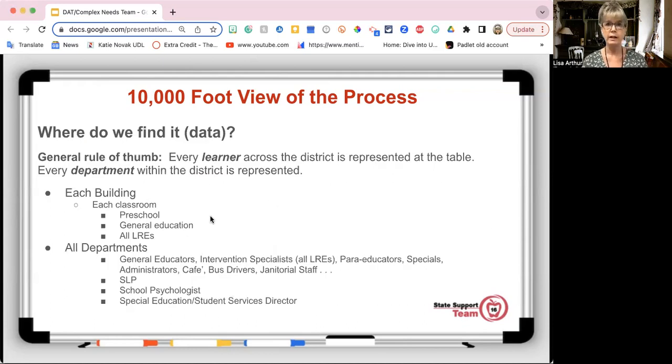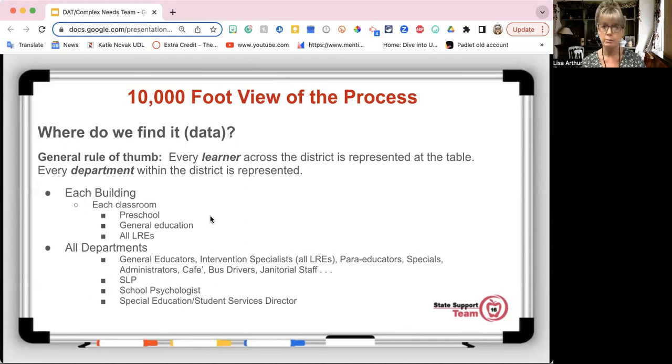So generally, where do we find this data? Where do we find our team members? General rule of thumb is every learner across the district needs to have their voice represented at this table where assessment's going to be happening, where we're going to be looking at this data, analyzing the current needs and strengths. Is every department within the district or within the building represented? When we think about each building, we want to make sure that each classroom has representation, meaning those general education classrooms, those inclusive classrooms, and also those more restrictive LRE settings, such as self-contained classrooms. We want to make sure all of those contexts are represented when we have these discussions.